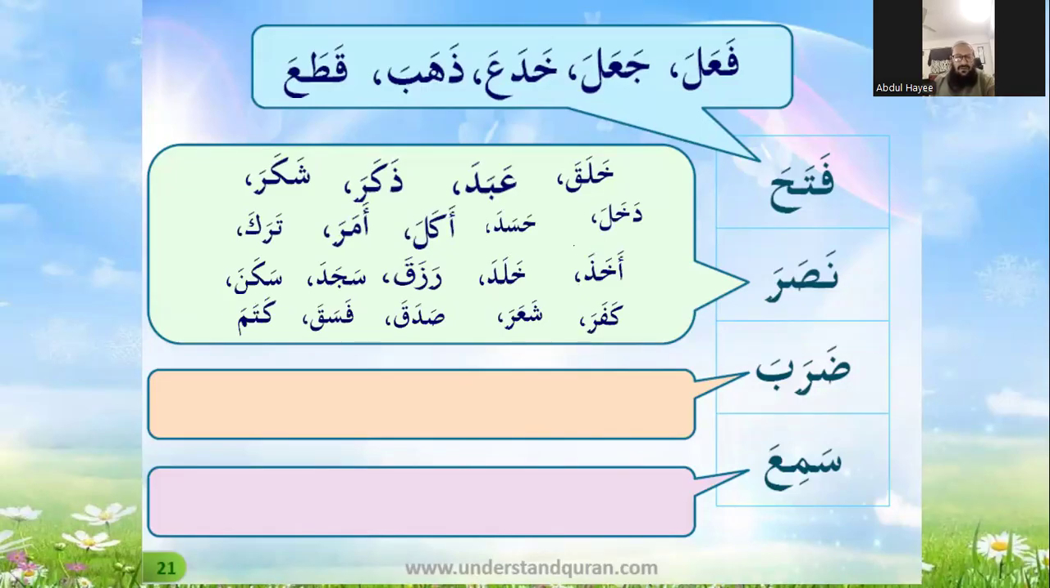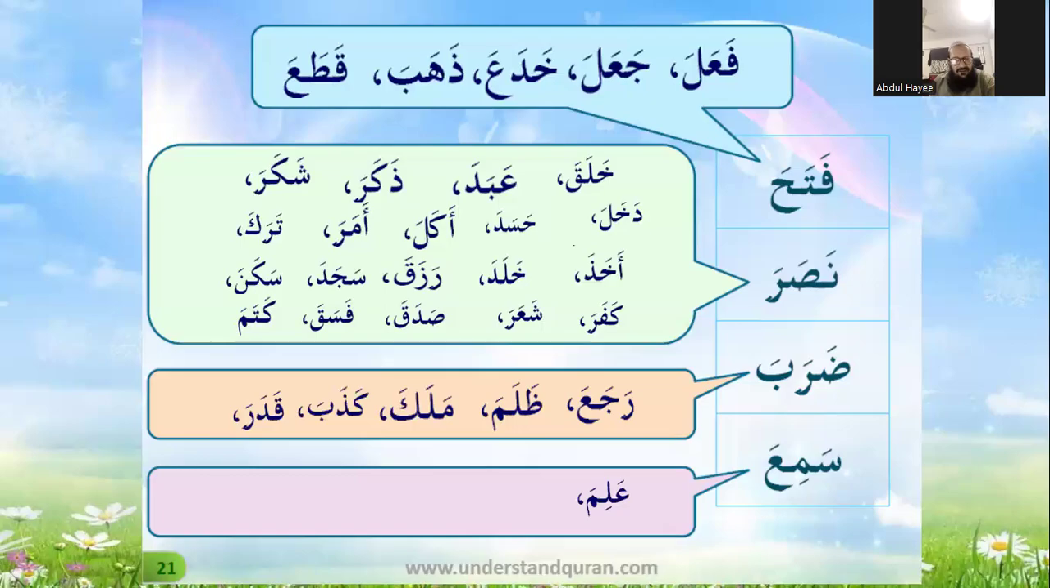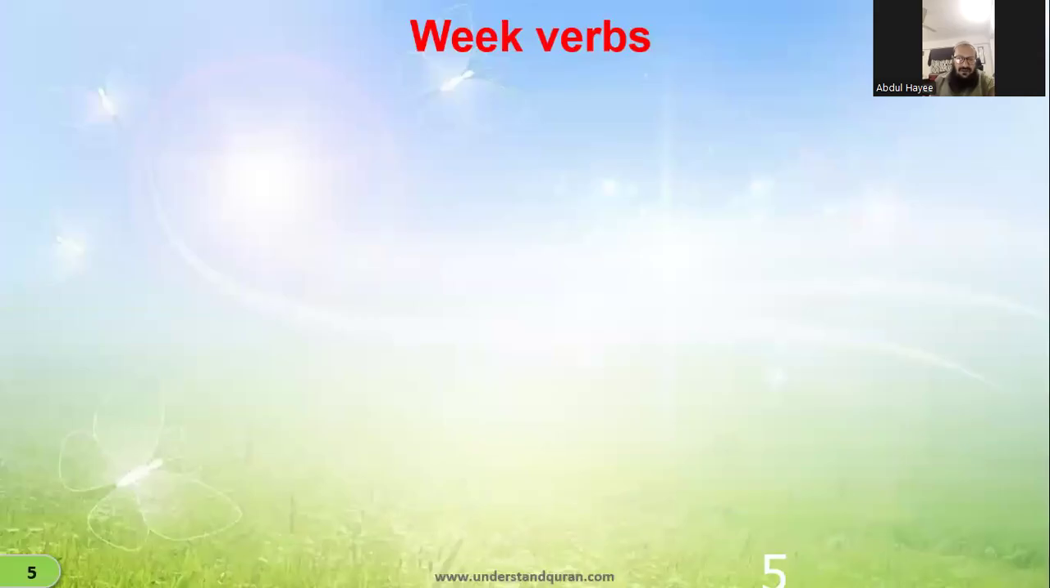We also learned that raja'a, zalama, malaka, kazaba, kadara are on the pattern of daraba. And we also said alima, amila, hamida, khasira, shahida, ahida are on the pattern of sami. Then we started the weak verbs.